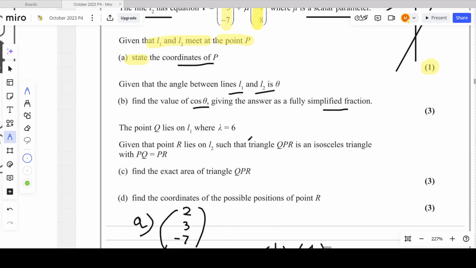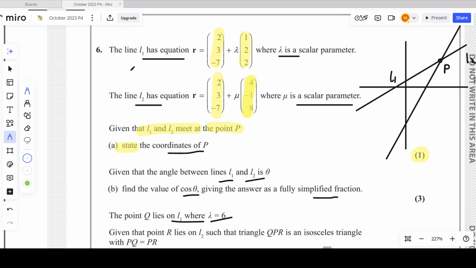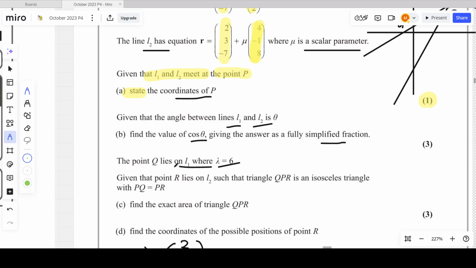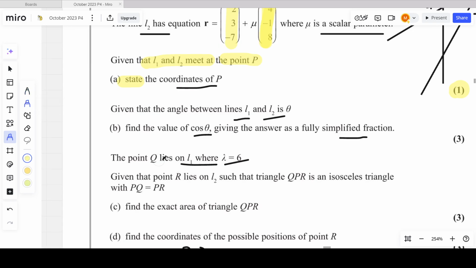Next, part C. This is simplified form. Okay. For part C, they said the point Q lies on L1 where lambda equals 6. So if you just put lambda equals 6 into the equation of line L1, you will get the coordinates of point Q. Given that the point R lies on L2 such that triangle QPR is an isosceles triangle, with PQ equals PR.